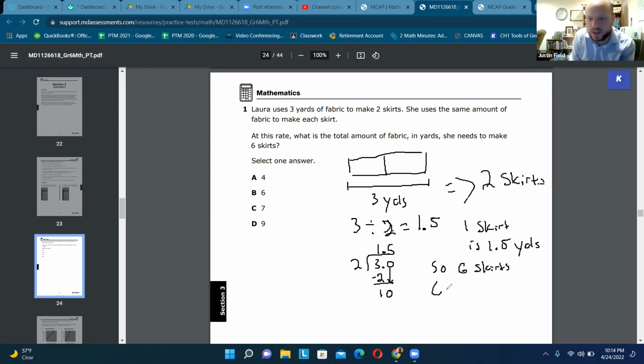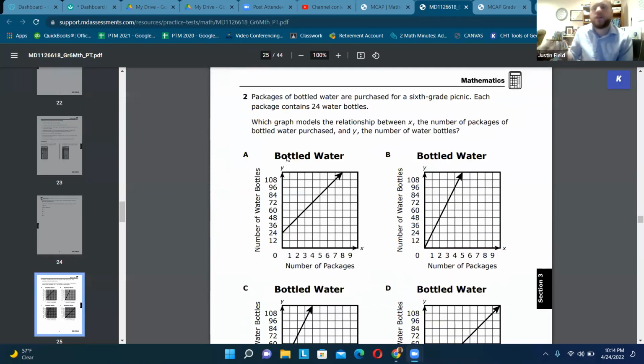We just got to do 6 times 1.5, which is 9. So that is the yards of fabric. She's making 6 skirts. They each take 1.5 yards, so 9 yards. Okay, a little bit of unit rate action there, taking the ratio and then simplifying it.